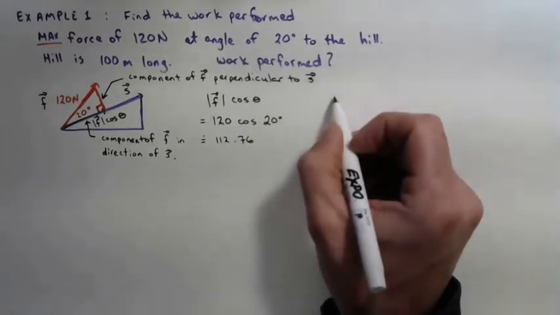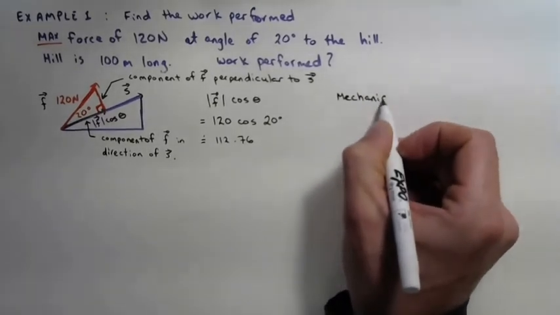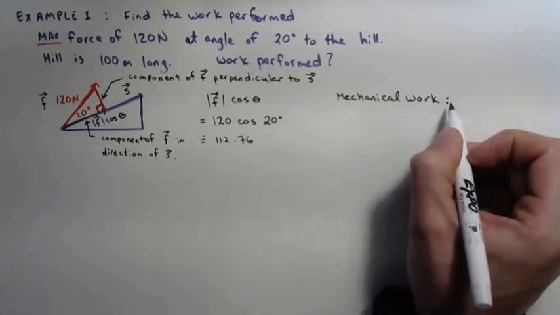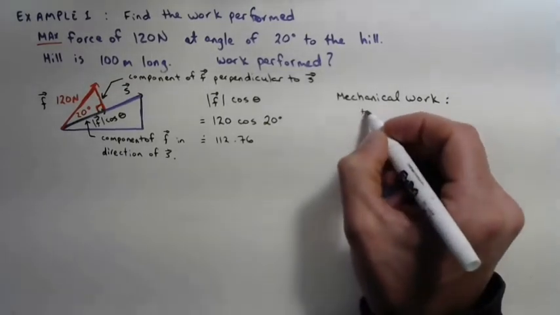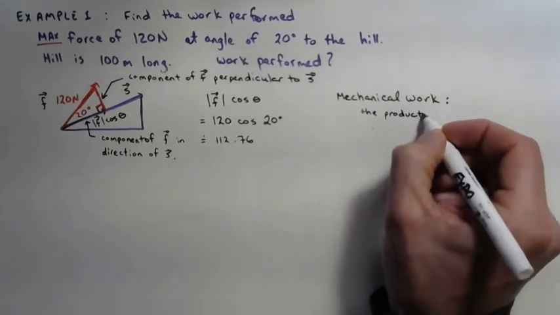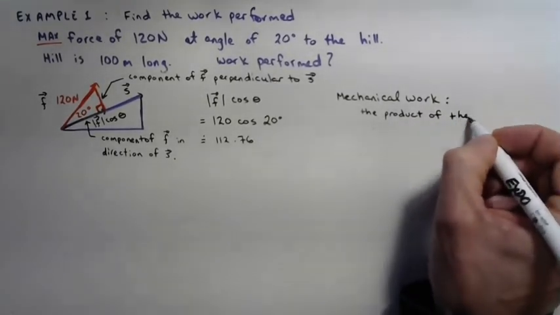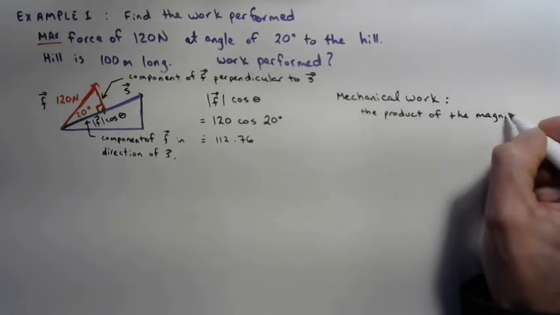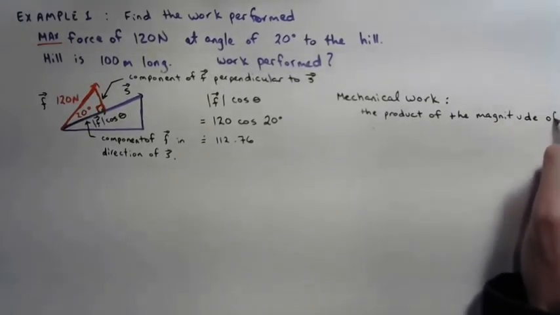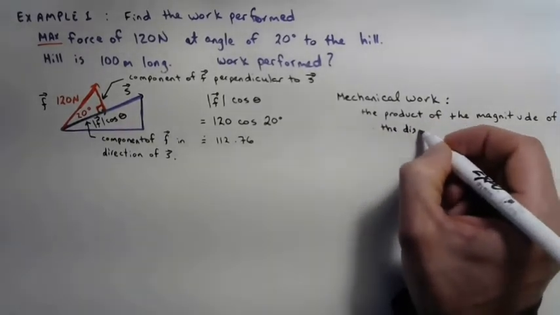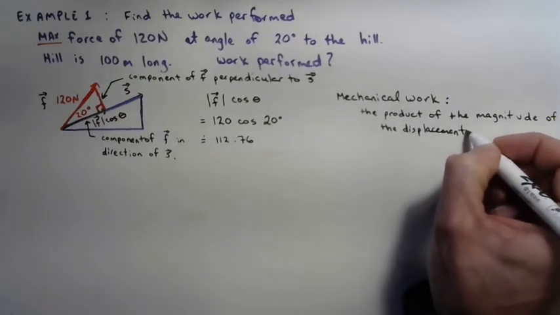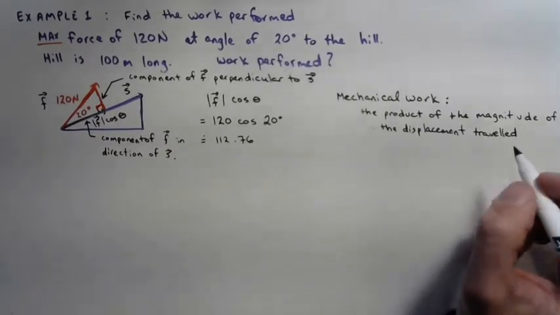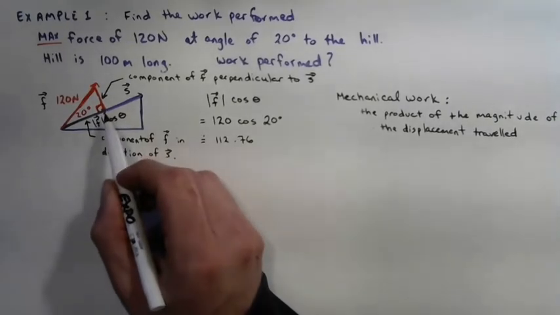Mechanical work, sorry for mixing in some notes into this example, but mechanical work, or just work, is the product of the magnitude of the displacement traveled and the magnitude of the force applied in the direction of motion.